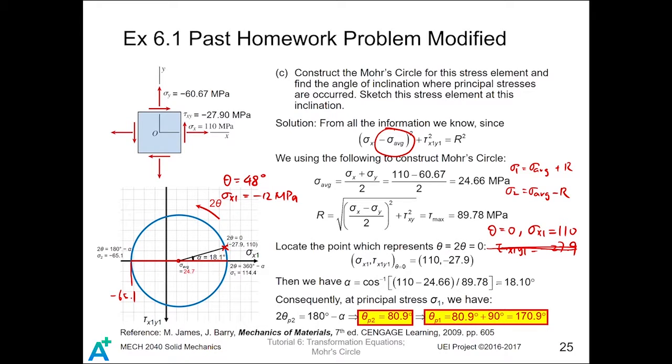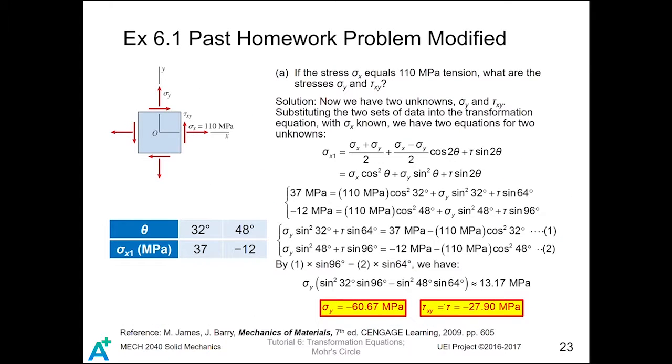So we substitute sigma x into this equation. At the same time, we know the radius of the circle. Therefore, we can compute tau x1y1 by using the formula. The result will be negative 27.9, which agrees with our results previously. So our result after solving this system is negative 27.9 milliPascal. It is exactly the same as what we found from the Mohr circle.